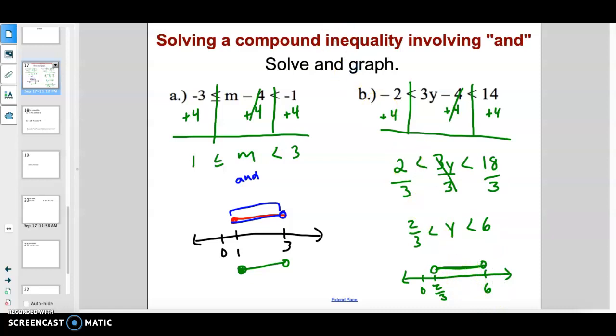If you wanted to write either of those in interval notation, remember if we've got from 1 to 3, 1 is on the left side, so I'm going to do a bracket for 1 to include the 1, and then 3 is the right side, and I'm going to do a parenthesis because it's not equal to. So that would be interval notation for this inequality. This one would be the same idea. It starts at 2/3 on the left and then goes to 6 on the right, and both of those would be parentheses because neither of them are equal to.